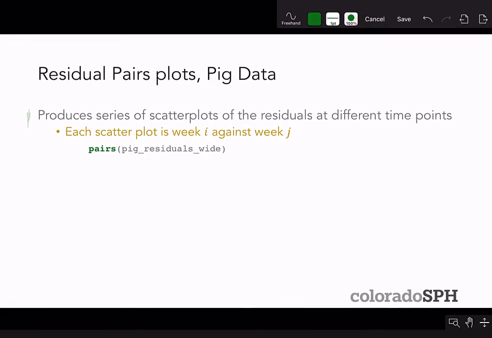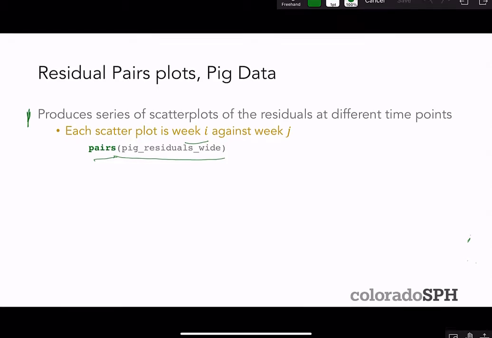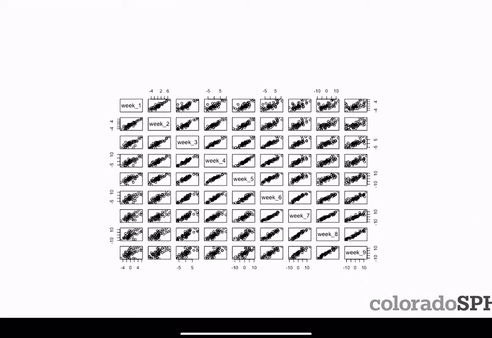So now I'm actually going to make the residual pairs plots using that wide data that we just calculated. And I can do that just using this pairs function on that wide version of the data. This will produce several sets of scatter plots, where you have a scatter plot for each week against each other week. And that plot is shown here in this slide.